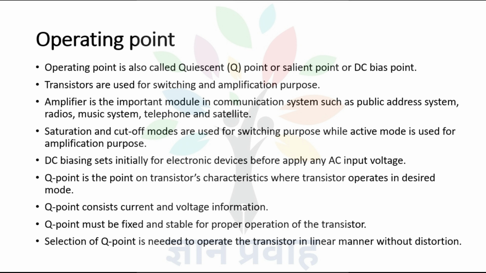And if we want the BJT to operate in the active region, then the Q point must be in the active region. Otherwise, it will disturb the output and the user will not get the proper information. So selection of Q point is very important for any electronic device. And once the Q point is selected, it must be fixed and stable for the proper operation of the electronic device.